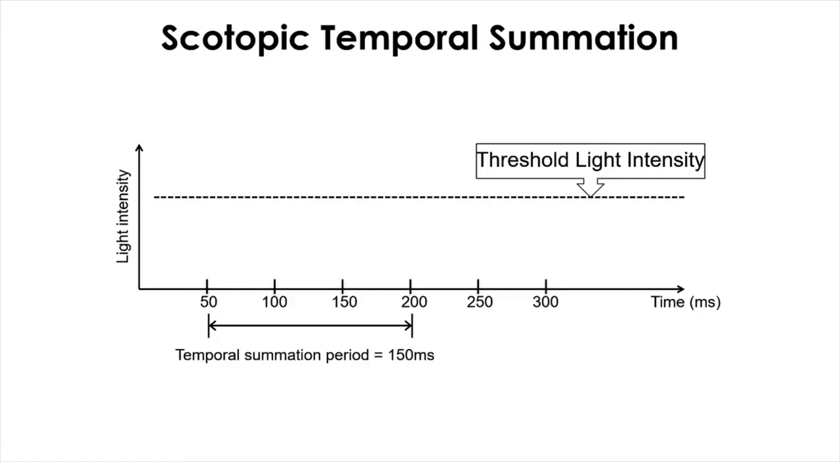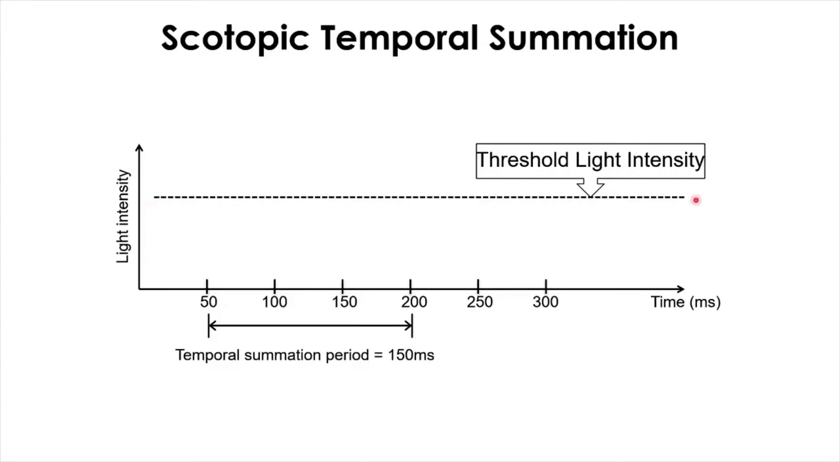So here is an illustration of scotopic temporal summation, and this will show you how our visual system reaches threshold in time. So let's say, for example, the critical duration for the scotopic vision is 150 milliseconds as presented here, right? So let's just assume that this is the temporal summation window for the scotopic system, and the number of quanta to reach threshold is constant, which is represented by this dotted line.